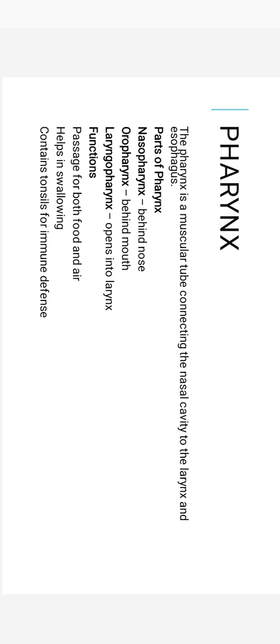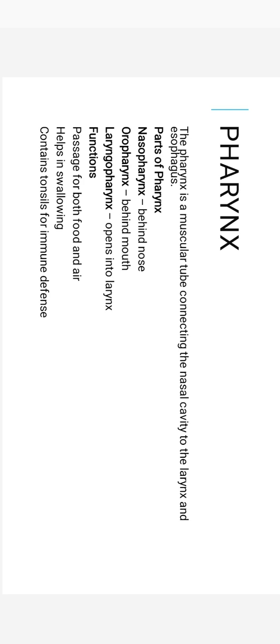The first part is nasopharynx, which is located behind the nasal cavity. It mainly allows the passage of air and contains openings of the auditory tubes that connect to the middle ear. The second part is the oropharynx, located behind the oral cavity. It acts as a passage for both food and air. The third part is the laryngopharynx, which is the lower portion of the pharynx. From this region, air enters the larynx while food enters the esophagus.